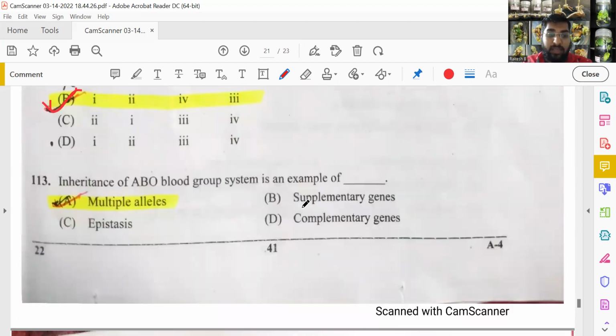Inheritance of ABO is called multiple allelism or codominance. If codominance is given, that also is the right answer. So it's a direct question over here.